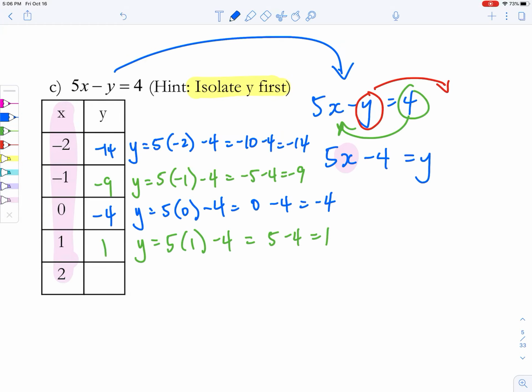And last but not least, I'm going to show you a trick right now. Do you notice that each time we're going up by 5? Minus 14 to minus 9, we went up by 5 and then up by 5 and up by 5 again. So if we followed the pattern, we could predict that it's going to be 6. And if we check, y equals 5 times 2 minus 4, that's 10 minus 4, that equals 6. So in linear equations, if you can figure out what the pattern is, that can sometimes save you a lot of time.